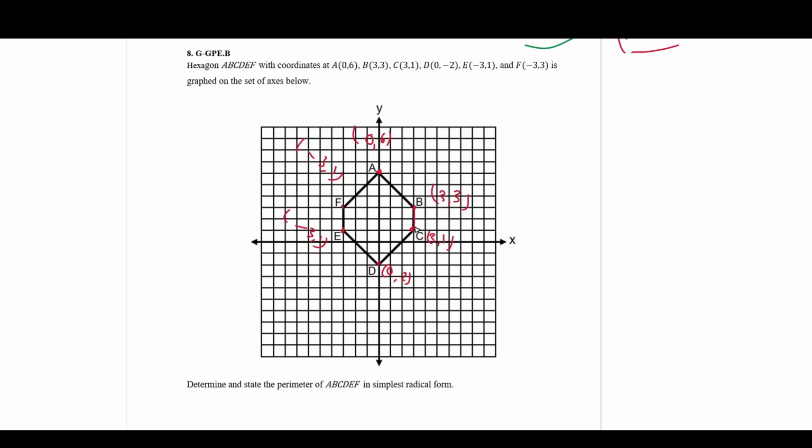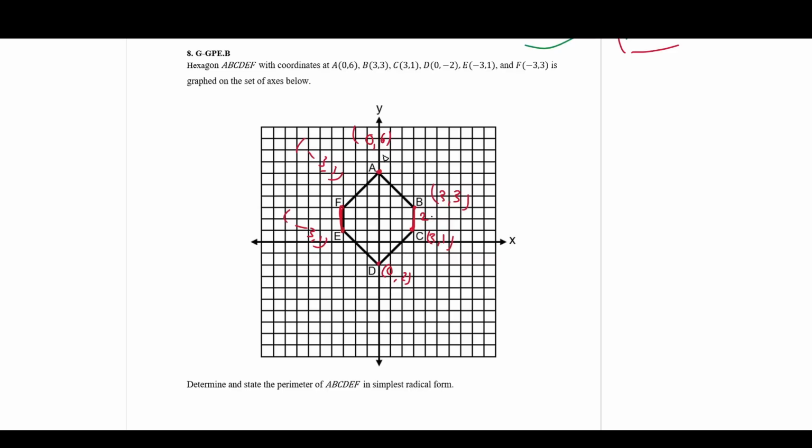This is pretty easy because we know that BC is equal to 2. You just go 2 units down to get from B to C. Same thing goes with point FE. You just go 2 units down. Now the difficulty starts when you look at points AF, AB, ED, and CD, right? The issue here is that they're diagonal.